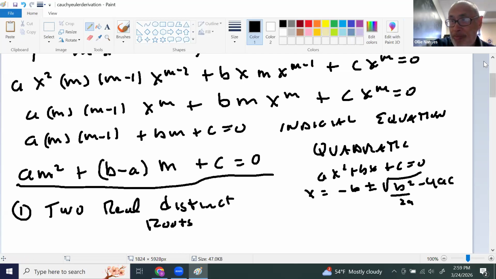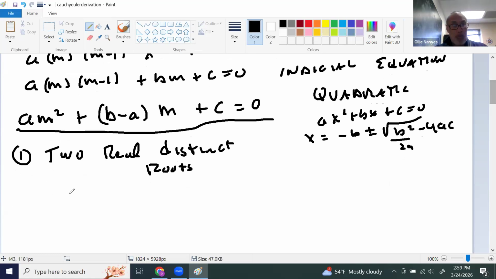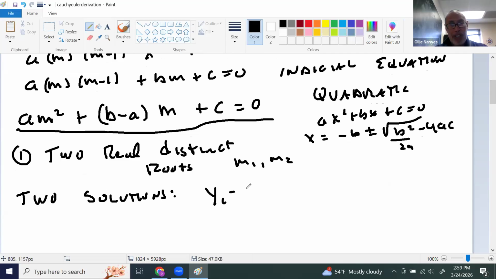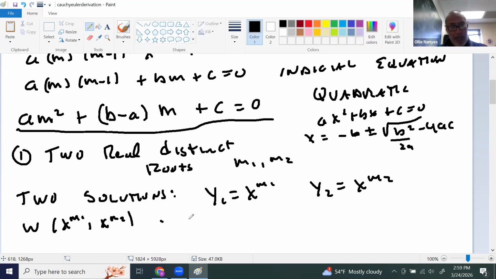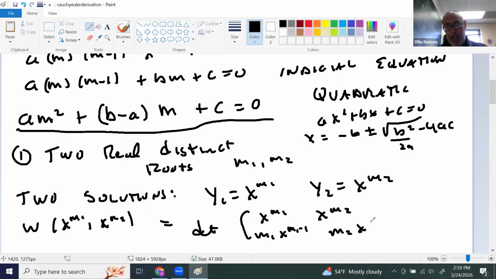That's good. So in the two real distinct roots case, call them m1, m2, and then two solutions. We could have y1 as x to the m1, y2 as x to the m2, and if we take the Wronskian of these, remember, these are distinct, that's the determinant: x to the m1, x to the m2, m1 x to the m1 minus 1, m2 x to the m2 minus 1.